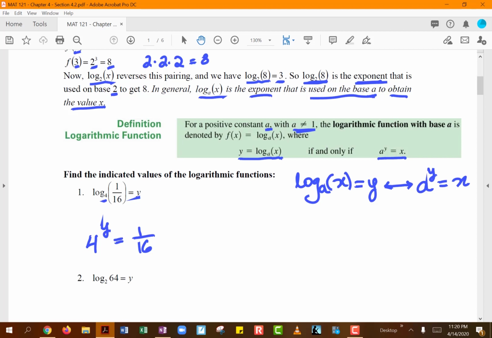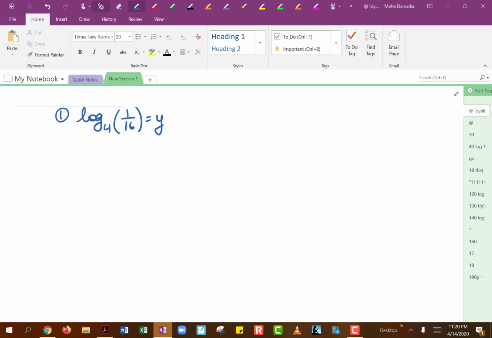Okay, so let's take a look at how we can solve problem number 1. So again, remember, you're taking this base 4. This will become base 4 for our exponential function. Your logarithm is always equal to the exponent, so y is going to become our exponent on this base 4, and it will equal 1 over 16. And now we're actually going to use the one-to-one property of exponential functions to help us solve this.